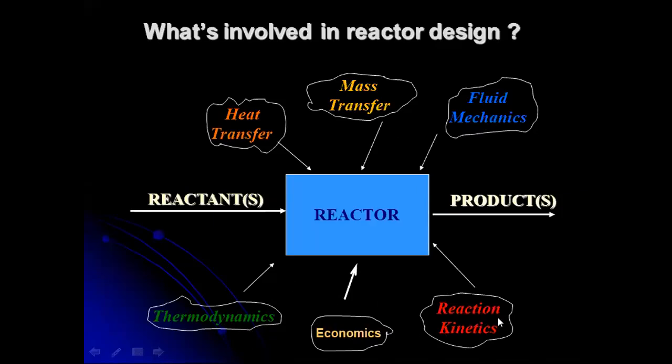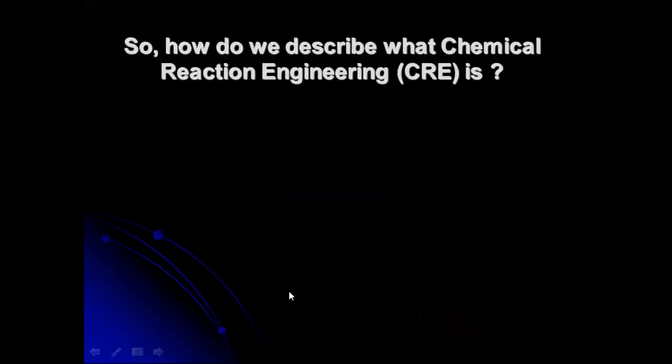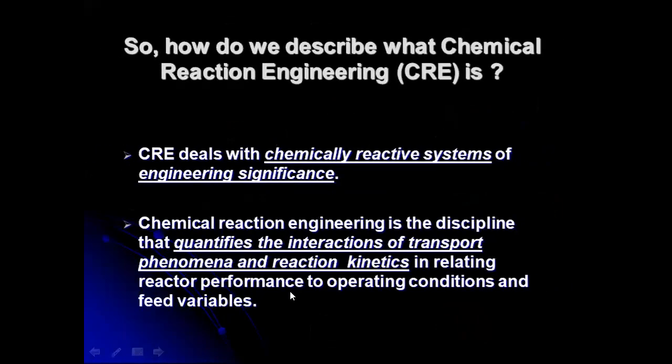Now, kinetics, if I may describe it in just a single word, has something to do with rate. How fast will a reaction proceed with the presence of catalysts or inhibitors, or without the presence of those two. So all this vast knowledge in engineering, specifically in our field, is needed by us. That way we can design properly a reactor that will produce the desired product or products from a set of reactants. So how do we describe then chemical reaction engineering?